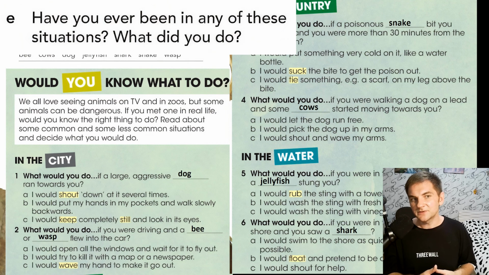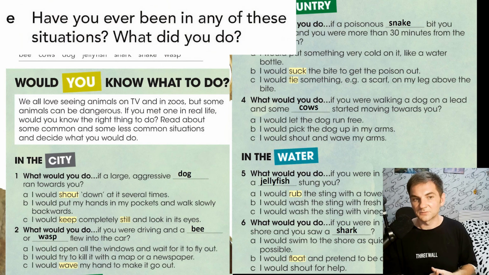Part E. Have you ever been in any of these situations? What did you do? Luckily, I haven't been in any of those situations that were stated in the textbook. Maybe with a dog. When it was running towards me, I just stood still and couldn't move. Luckily, I wasn't its target, and the dog just ran past me. What about you? Try to say a couple of words about your experience, if you have it, of course.